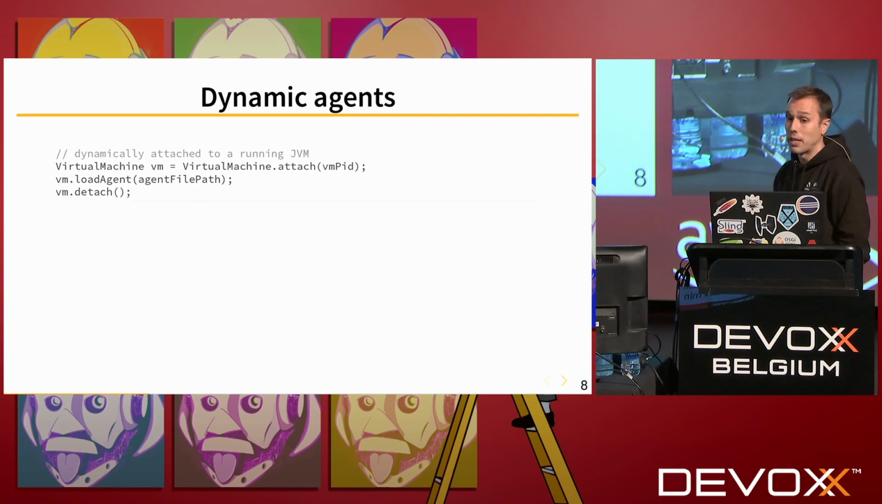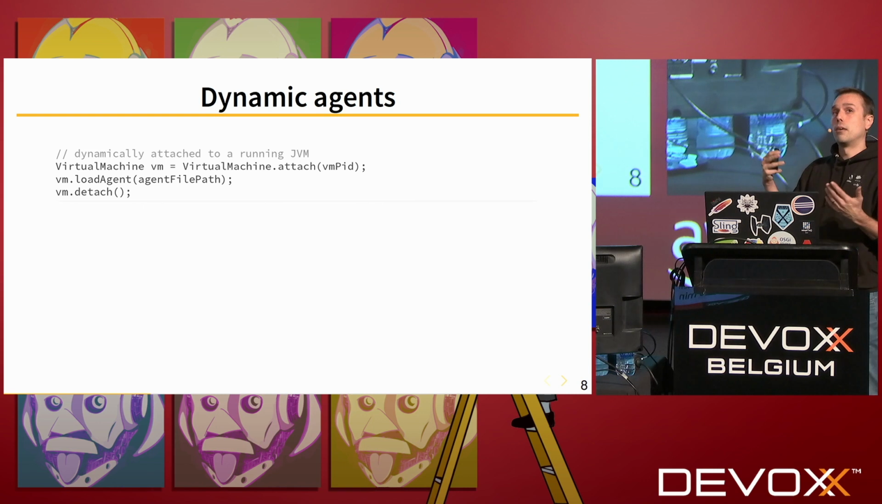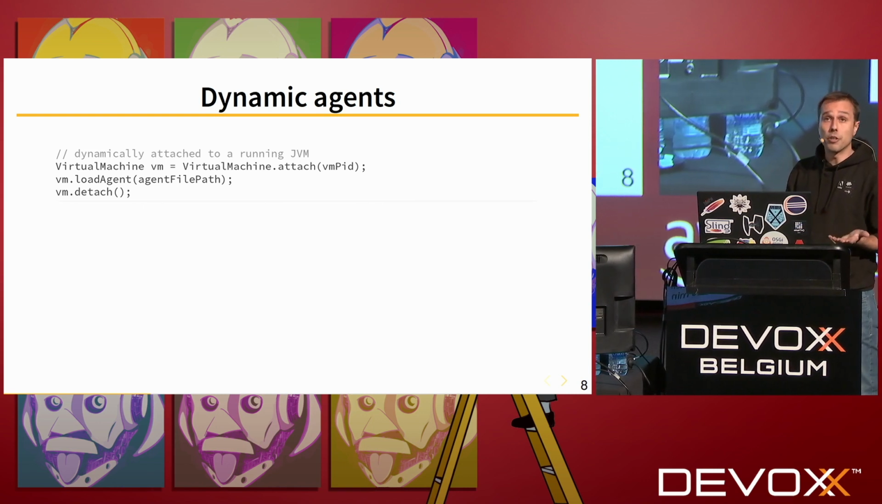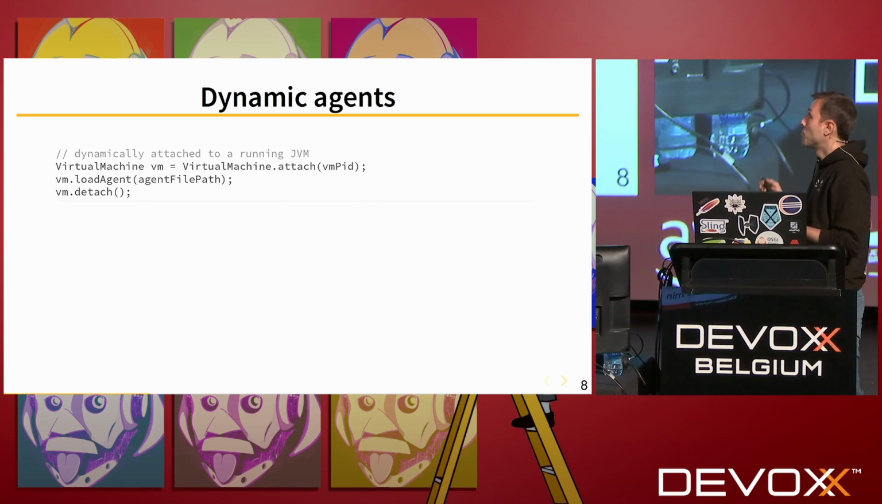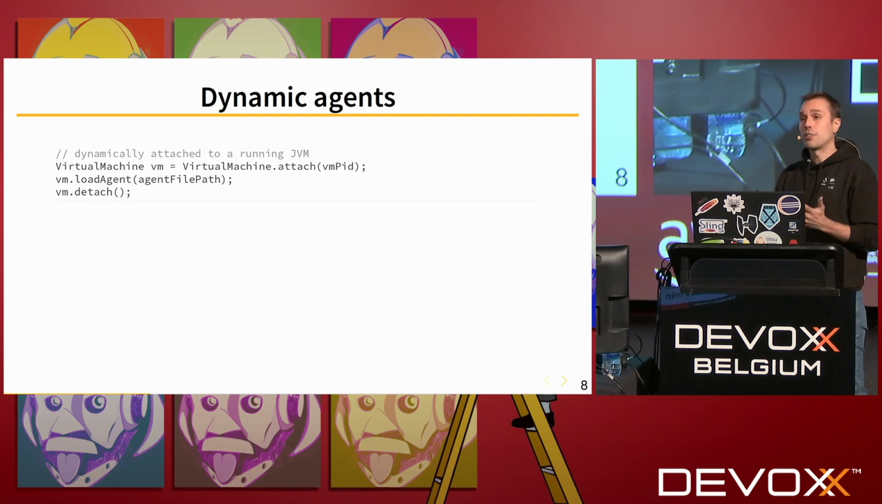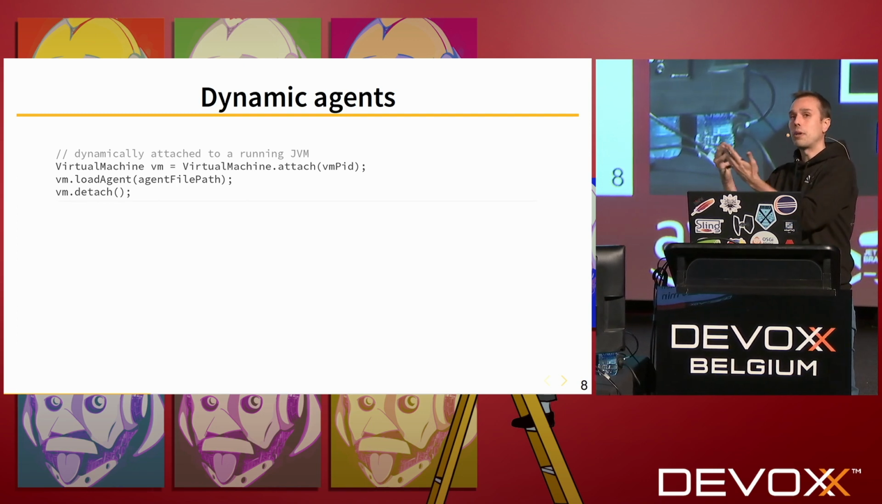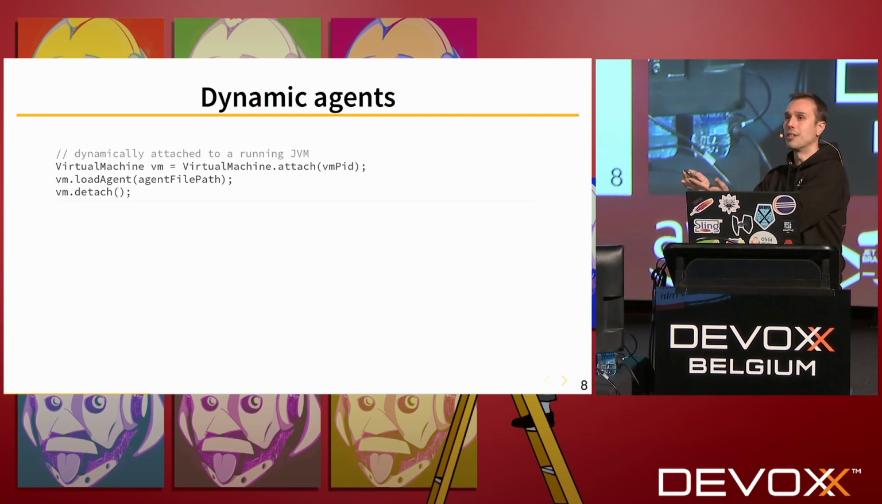Option number 2 is what I call a dynamic agent. Instead of instrumenting the way you launch your application, what you can do is write a small piece of code that connects to an existing Java virtual machine and tells it to load a certain agent.